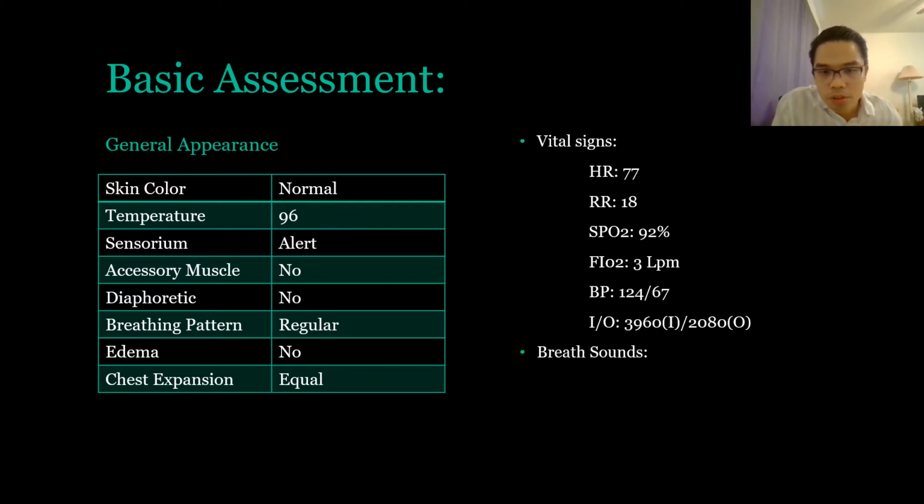2080 for the output. The breath sounds upon my assessment: he has no wheezes, rales, or rhonchi, but I also noticed that he has diminished breath sounds, specifically in the lower lobe. I also noticed the patient has a prolonged exhalation time, which is pretty evident for that kind of patient, as due to his COPD it would lead to air trapping and also due to constriction.